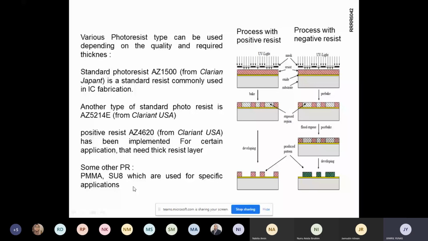This is a schematic of the process with a positive resist or with a negative photoresist. So we have here the mask, light exposed with photoresist here. If the light goes through, and then we develop, then we have the structure of the photoresist like this. For negative photoresist, if the light goes through the mask, then when we develop, this will create the structure.